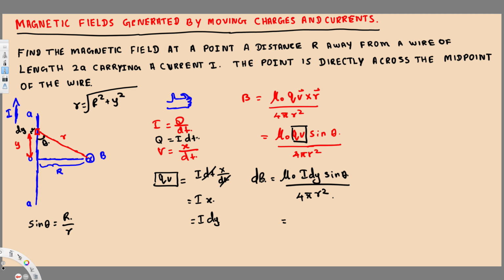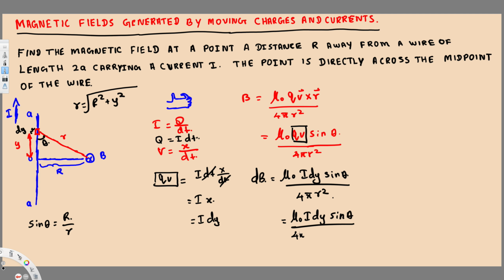So let's find the dB first, then we do the integration, right? So here we have this information. Now let's replace this r with these values. So here we are going to get mu naught I dy sine theta over 4 pi r square.